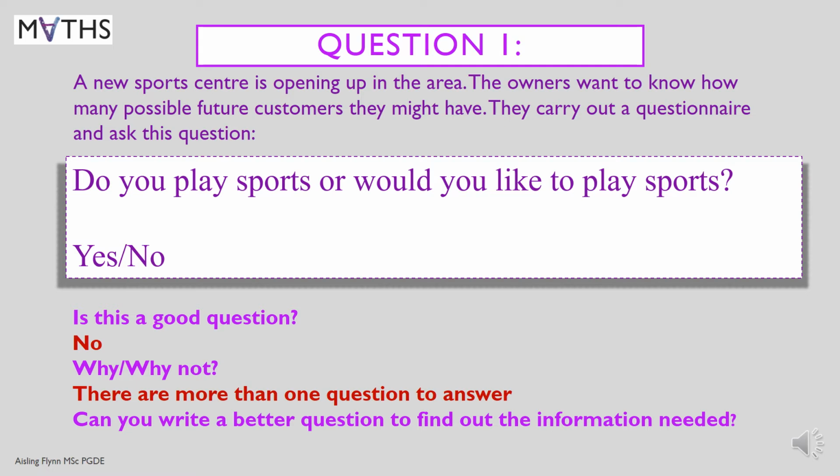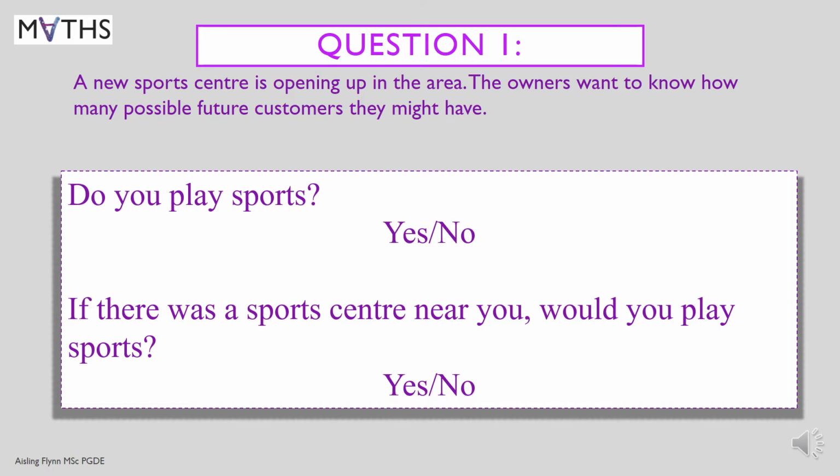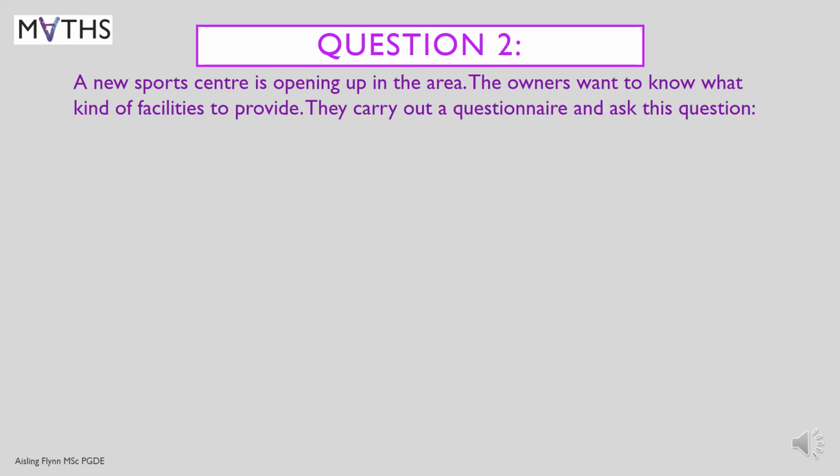Can you write a better question to find out the information needed? So you could pause the video here now and see what you might write instead. So here's a revised version. You can split up the questions into two different questions. Do you play sports? Yes or no? Straightforward. If there was a sports centre near you, would you play sports? Yes or no? So this is getting more to the point of what the owners of the new business need to know. So one question is good.